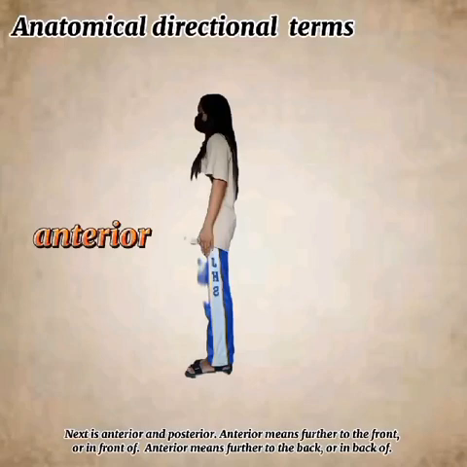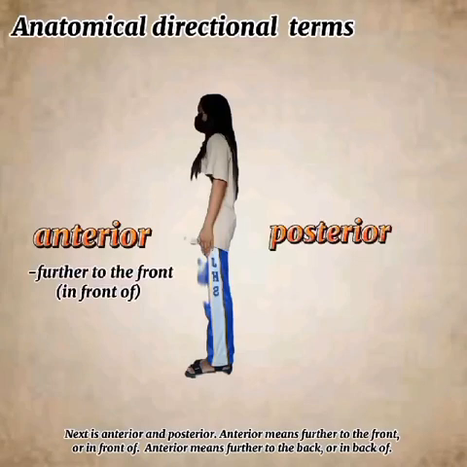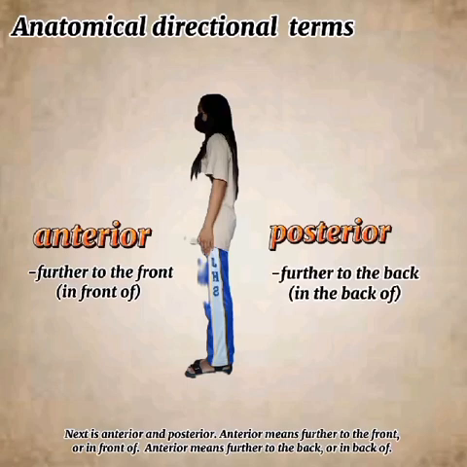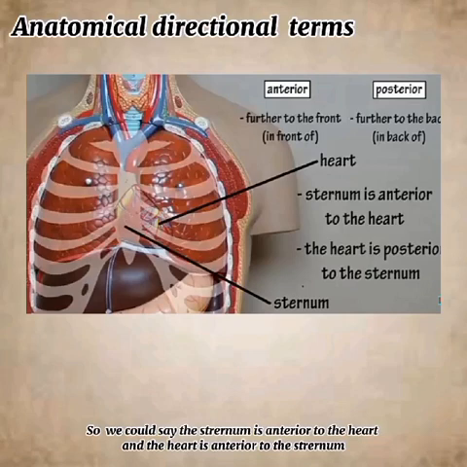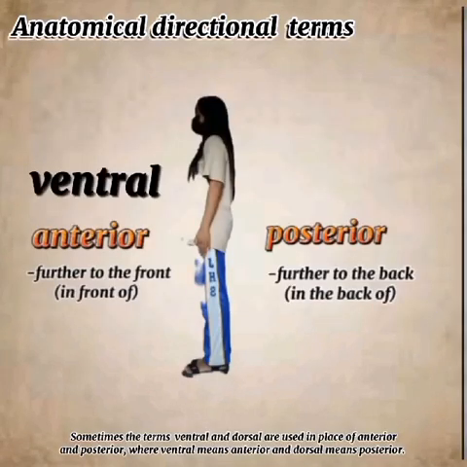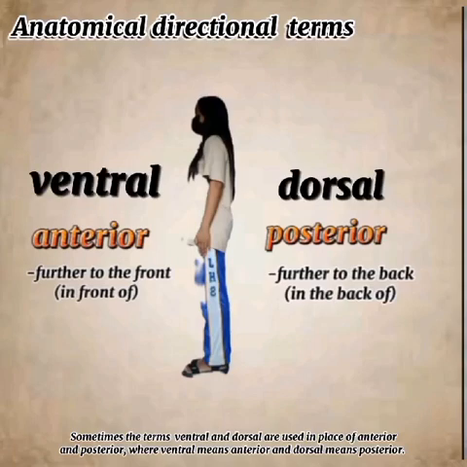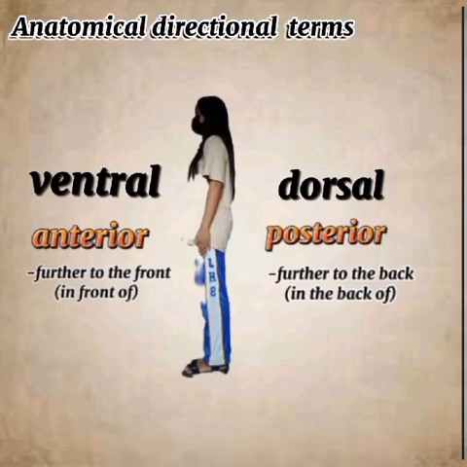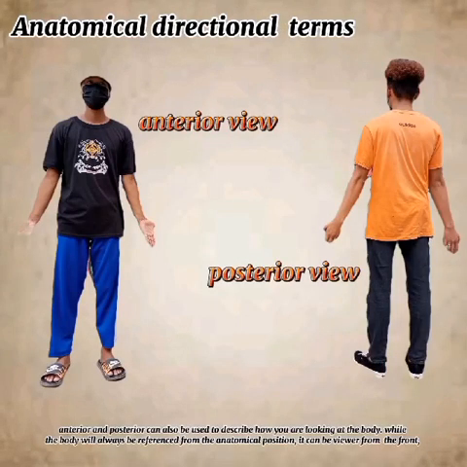Next is anterior and posterior. Anterior means further to the front, or in front of. Posterior means further to the back, or in back of. So we could say the sternum is anterior to the heart and the heart is posterior to the sternum. Sometimes the terms ventral and dorsal are used in place of anterior and posterior, where ventral means anterior and dorsal means posterior. Anterior and posterior can also be used to describe how you are looking at the body.